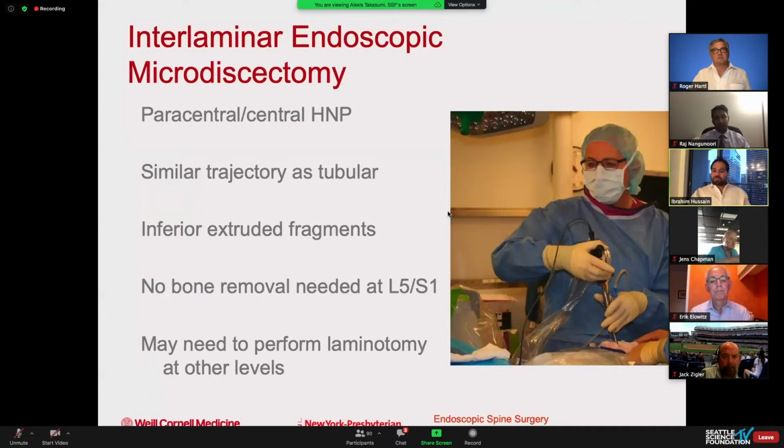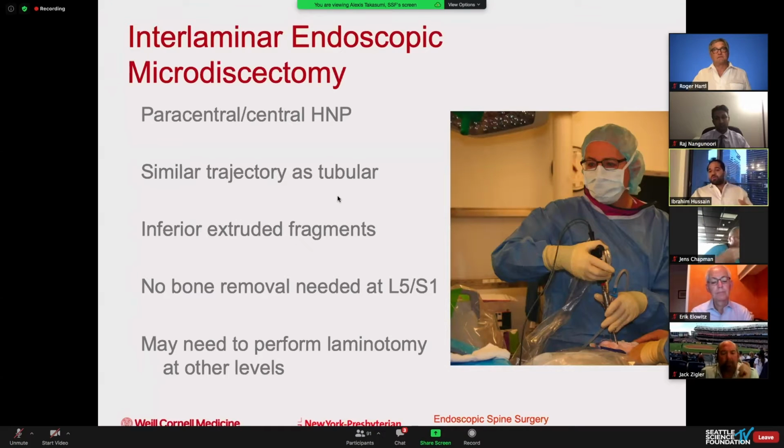There are two different approaches that we typically use. The interlaminar endoscopic discectomy is an approach that you can primarily use for paracentral or central herniated discs. It has a similar trajectory and docking approach as a tubular MIS, so it's more familiar, I think, for people who are trying to transition from tubular approaches to endoscopy. It's great for inferior extruded fragments, and if you're doing it at L5-S1, you can dock right on the ligament. The interlaminar space is so large that you don't even need to do any bone removal, which is an advantage over a tubular discectomy in most cases.